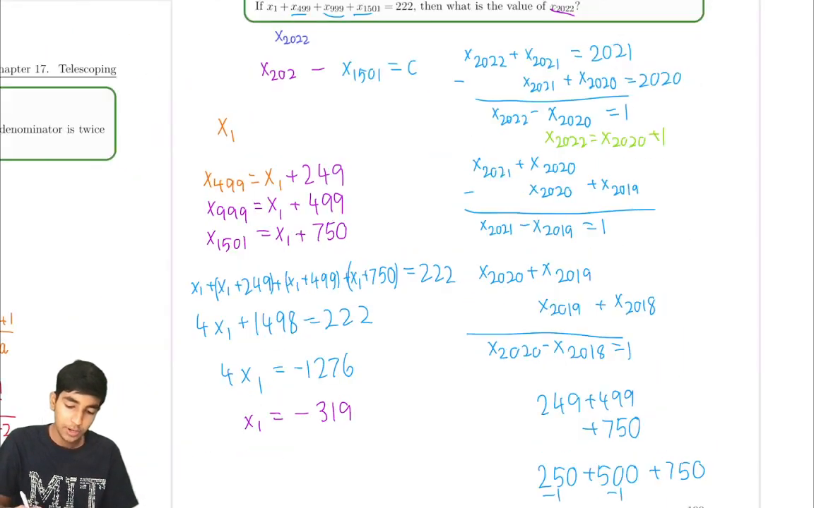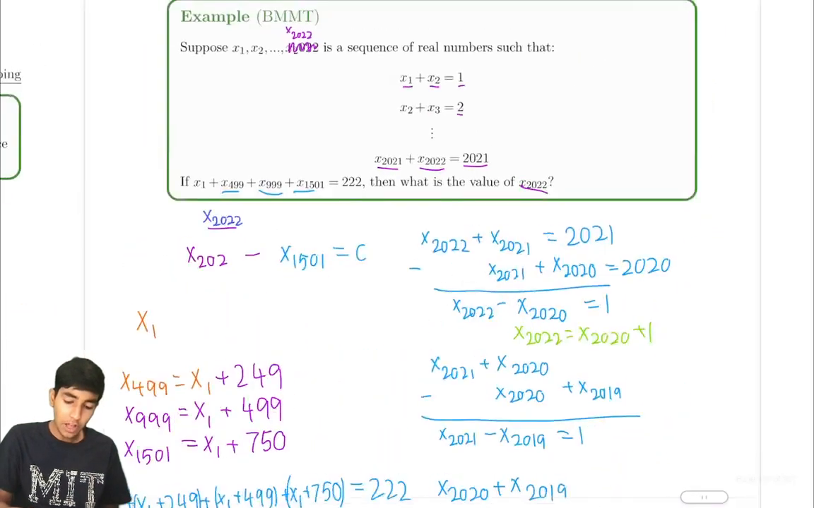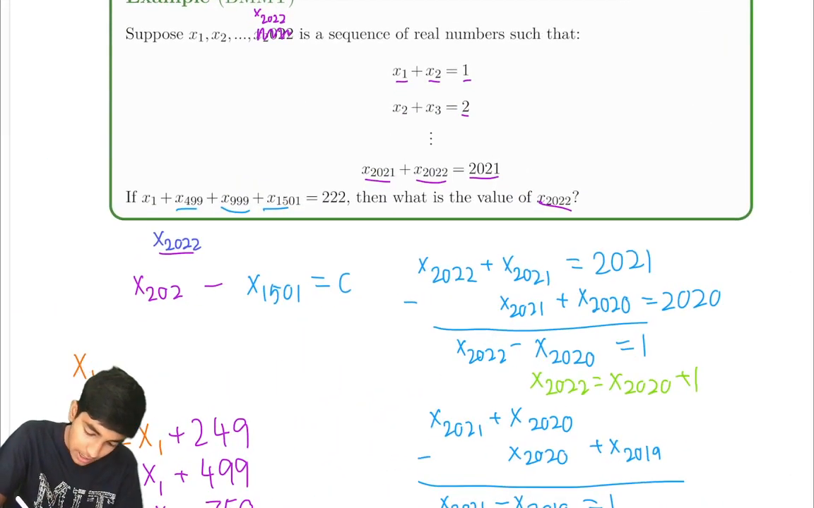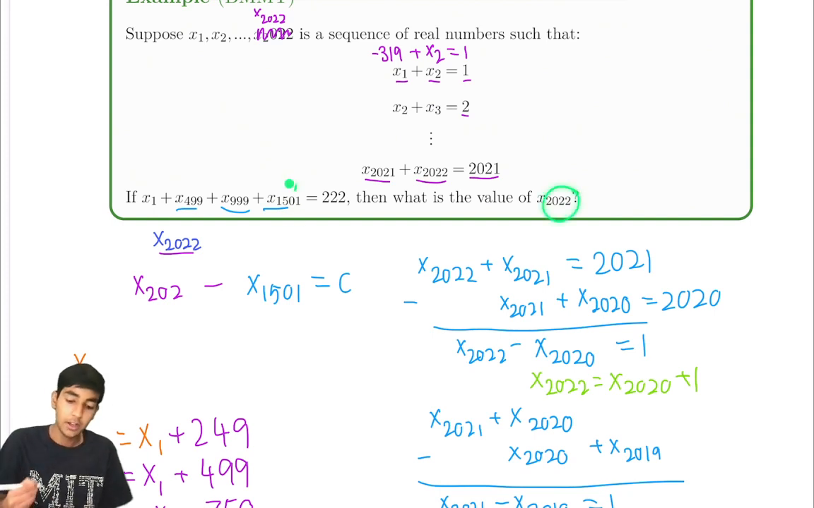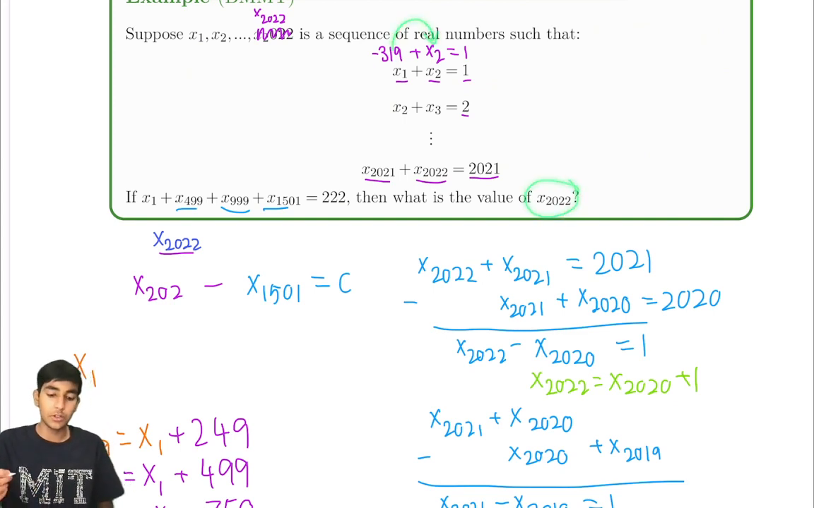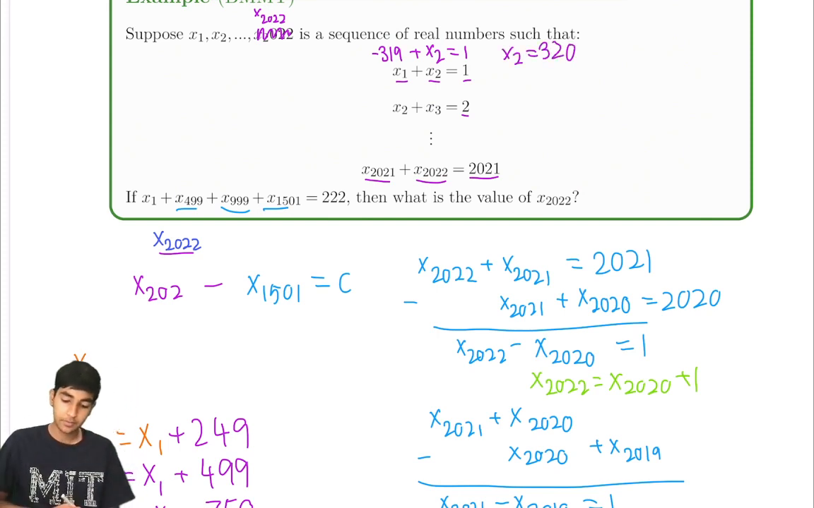But now what? We need to find x of 2022. So the key idea here is now we know the value of x of 1, we can plug it in here: negative 319 plus x of 2 equals 1. And the reason we do this is because the key hurdle to finding this minus this was that this was even, this was odd. But now we know that all the odd values, we can use that to find x of 2, and then we can work our way up to x of 2022. From here we get x of 2 is 320.